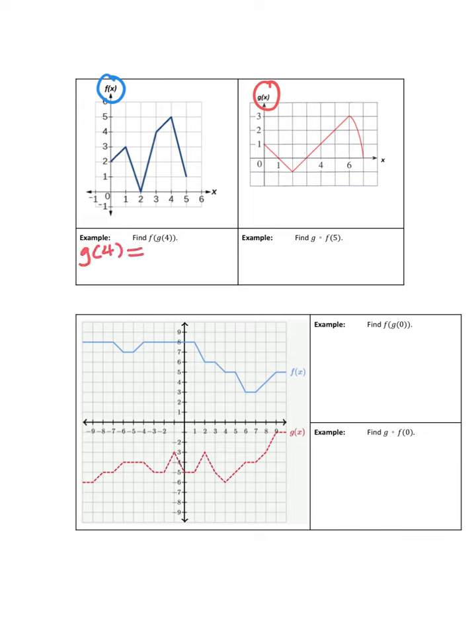So I'm going to go to 4 on the x-axis. Here it is. And I'm going to follow it up to find the output, which is equal to positive 1. This is not a negative sign. That is the grid line of the graph.